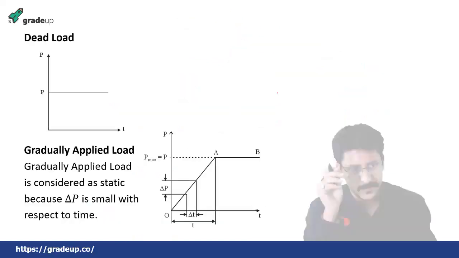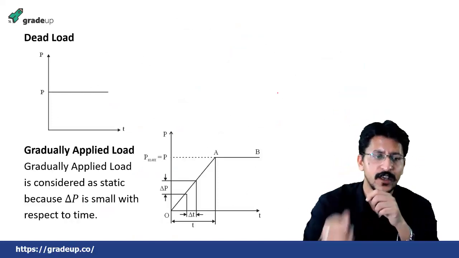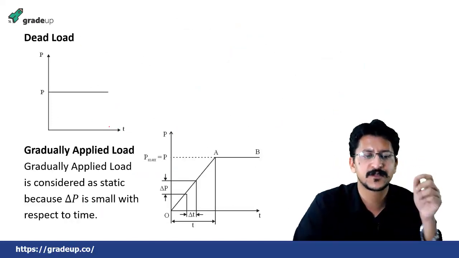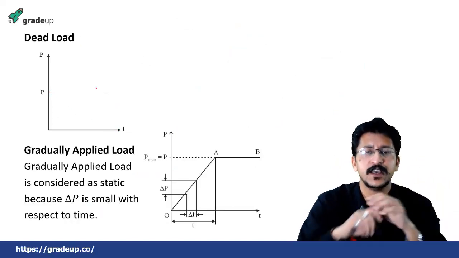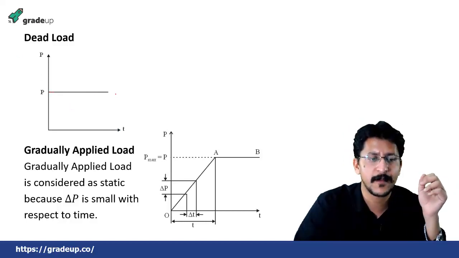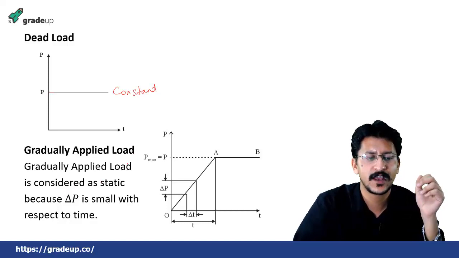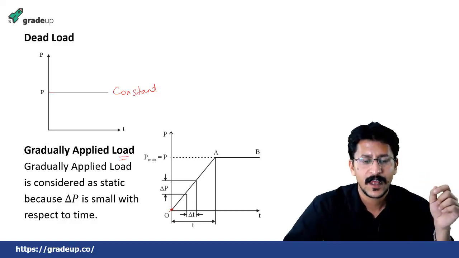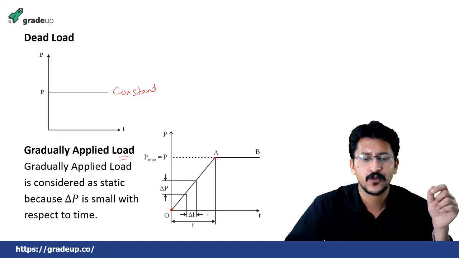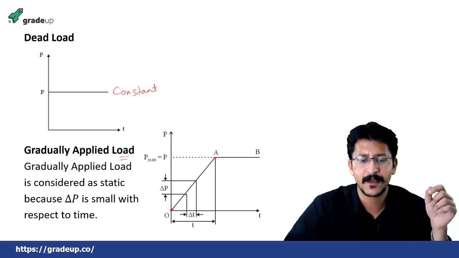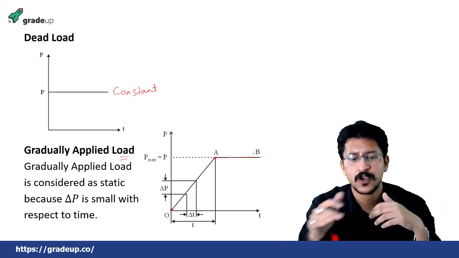Okay. So next is, we talked about the dead load. This is the dead load. That means with respect to time, its magnitude is not changing. It's a constant magnitude. Okay, so this is a dead load. What is the meaning of a gradually applied load? Gradually applied load means it starts from 0 and it reaches a maximum value in some duration of time, and after that its magnitude remains constant.